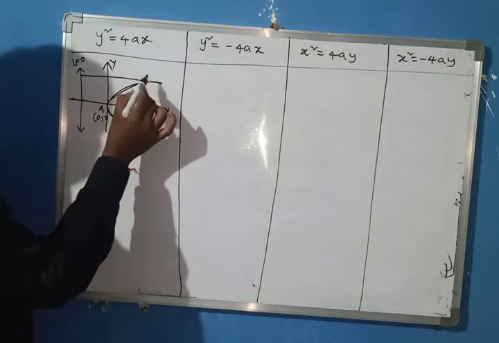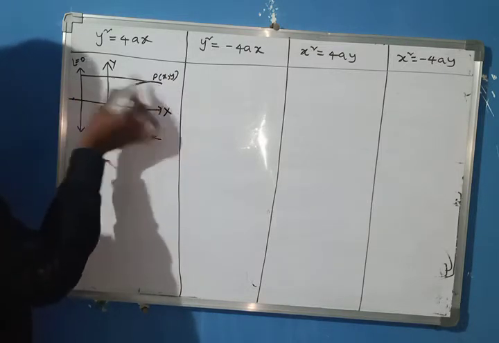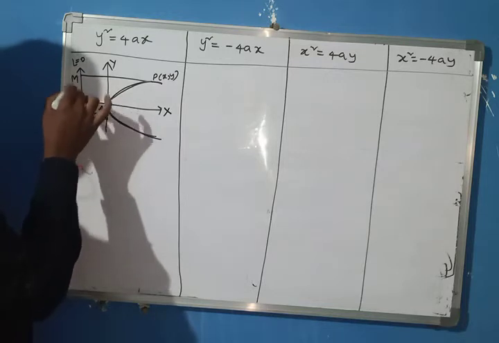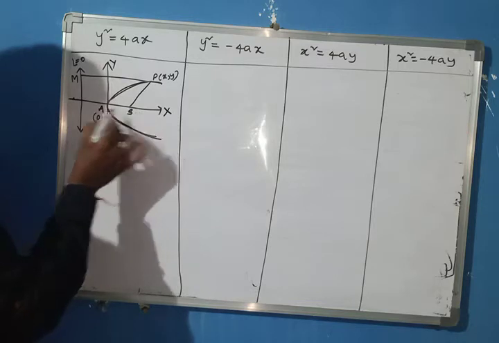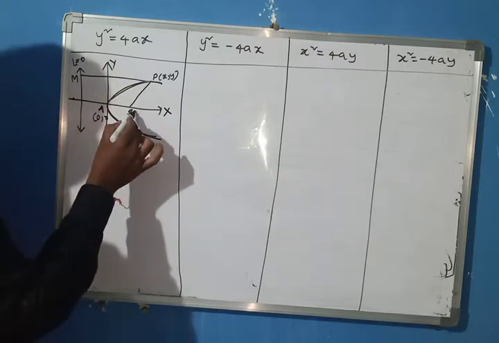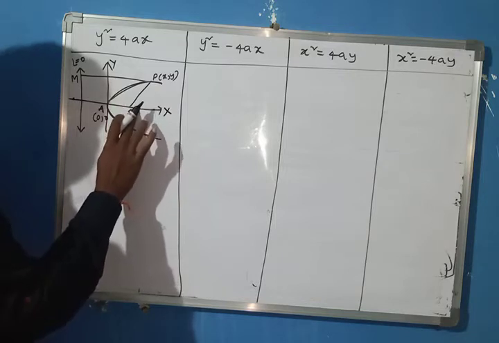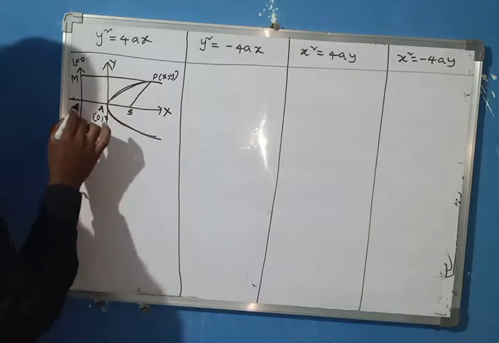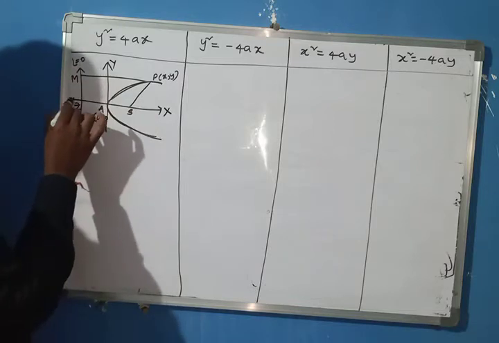After that, P (x, y) is any point on the locus. The projection of P, M, is on the directrix. After that, here the focus is there. S is the focus of the parabola. Here, for y square equal to 4ax, S is the focus, A is the vertex, and Z is the point of intersection of the directrix and the axis.